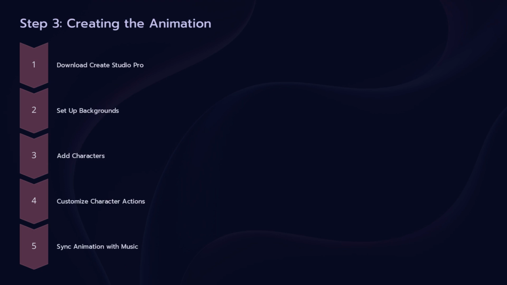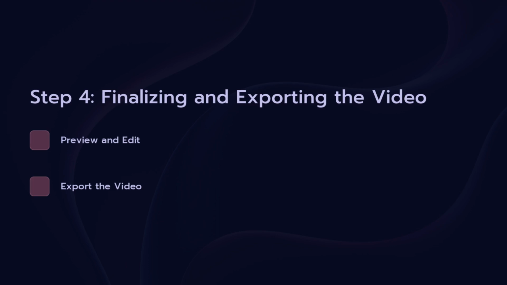Sync animation with music. Import the Suno-generated music tracks. Adjust the timeline to sync character movements with the song's rhythm. Finally, completing and exporting the video.